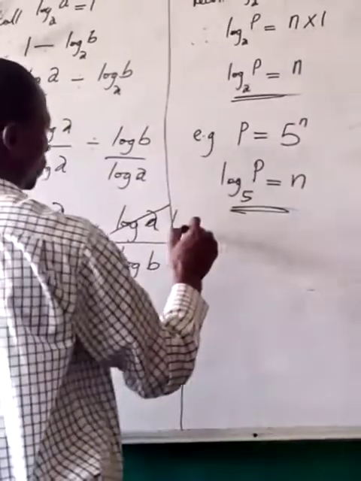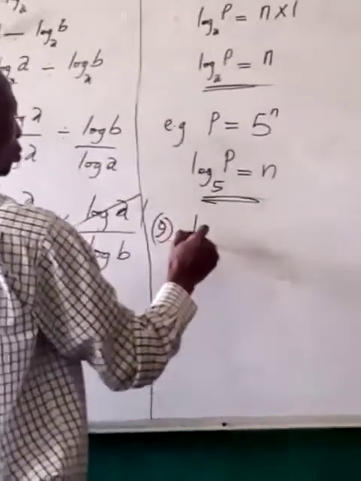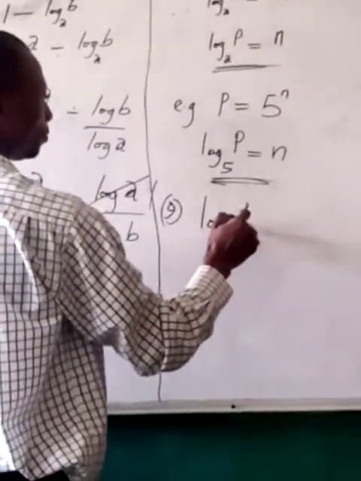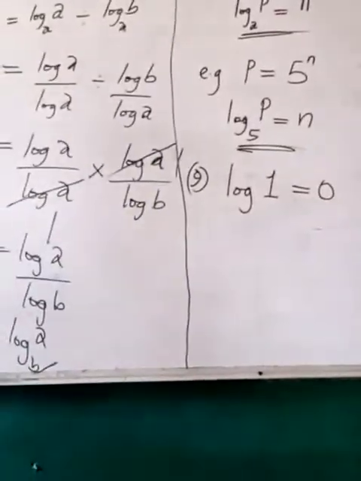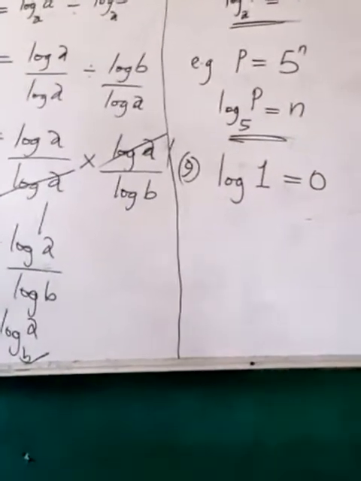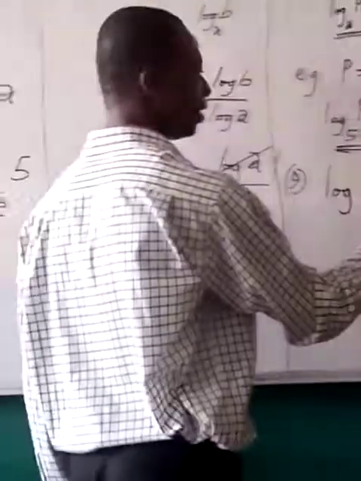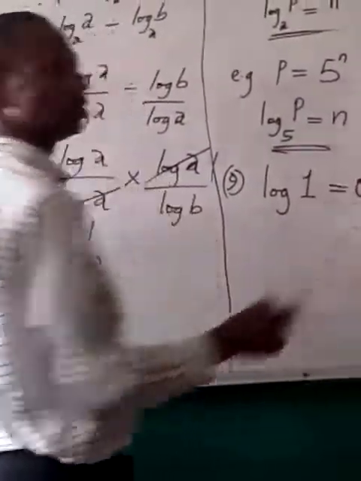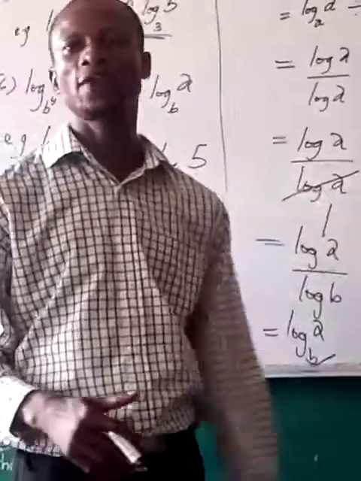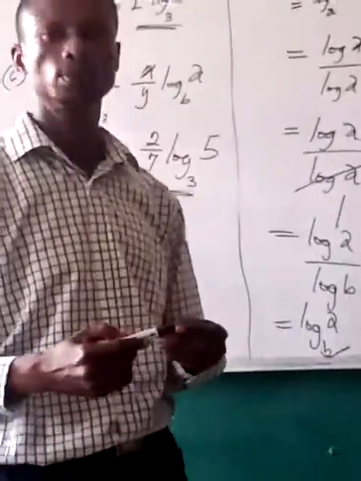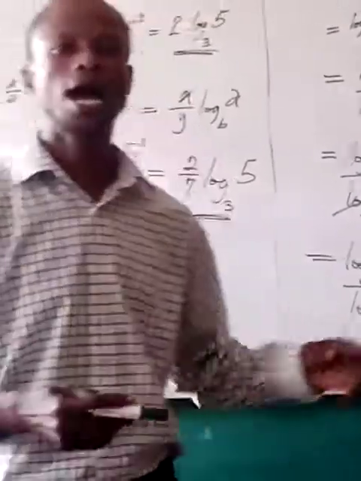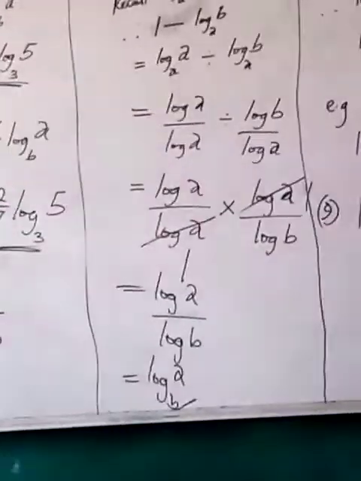And lastly, which is the 9th law, we should know that log 1 is equal to 0. Anytime we solve a problem and the result is that we are having log 1 as the final thing, we should know the final answer is equal to 0. These are the 9 laws that govern logarithms.